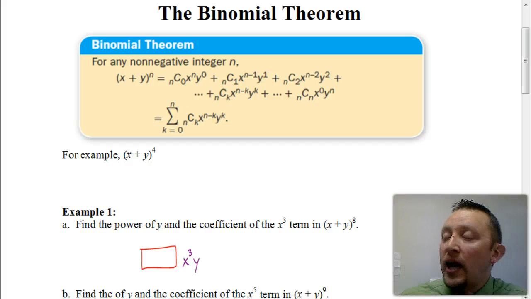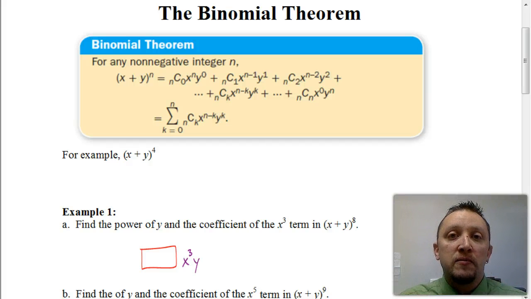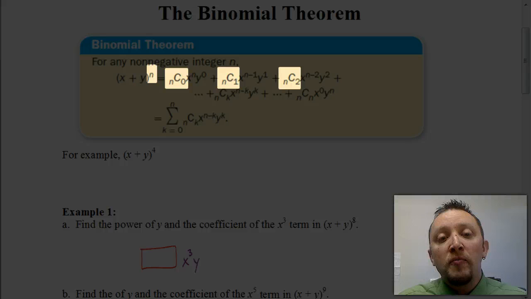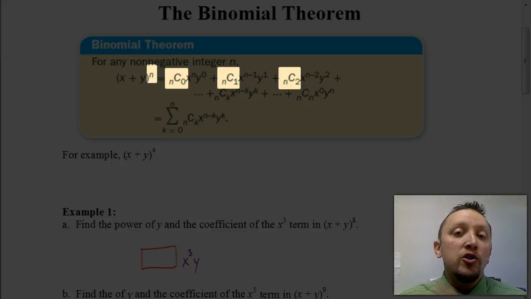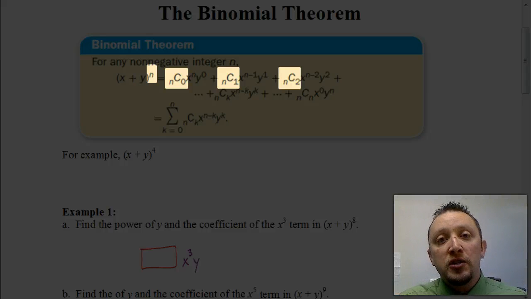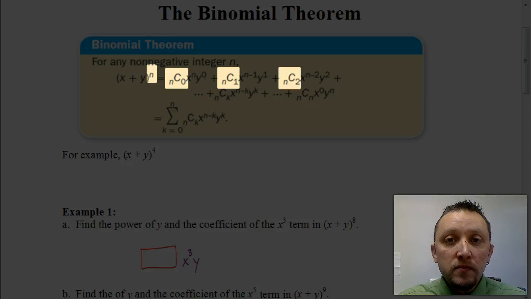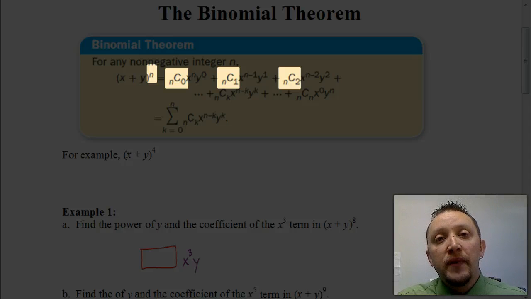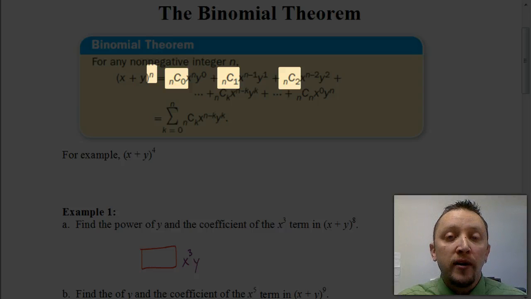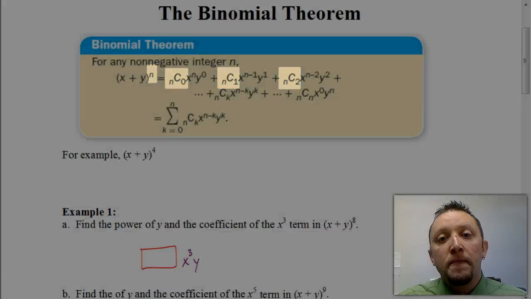So let's first look at how we come up with the coefficients. The coefficients are going to be found by using what we've been talking about with combinations, n choose r. The first term is found by taking n choose 0. The second term, the coefficient, would be found by taking n choose 1. The next one would be n choose 2, and n choose 3, and so on.